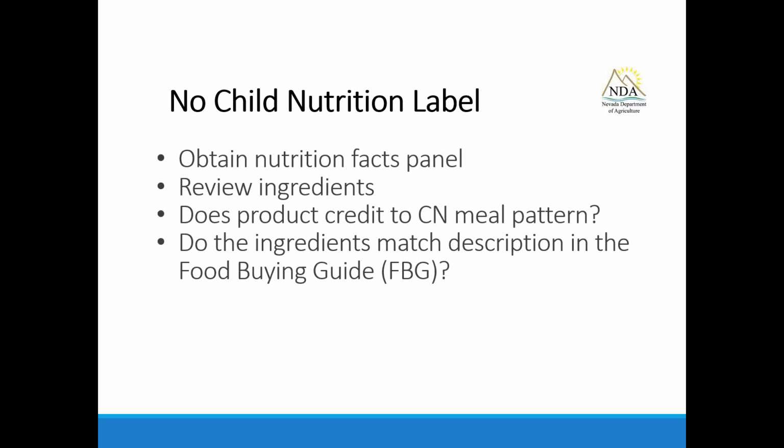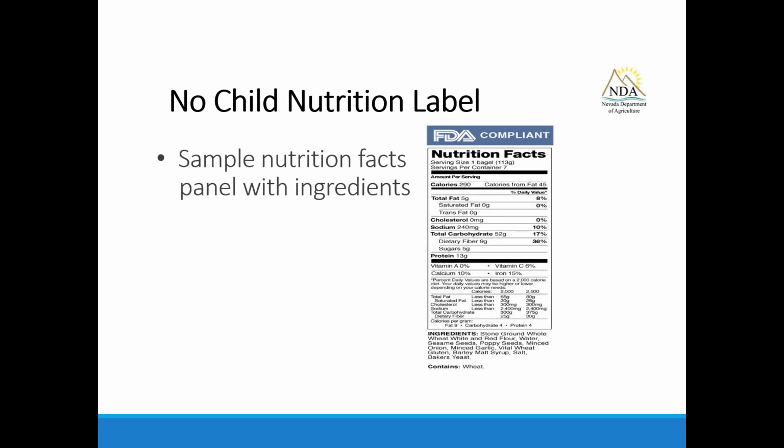So if you have no child nutrition label, you would need to look for or obtain a nutrition facts panel, review the ingredients, and see if the product credits to the child nutrition meal pattern. And what you would need to look for is, do the ingredients match a description in the food buying guide? So here's an example of a sample nutrition facts panel, which must include the ingredients, which is down here.